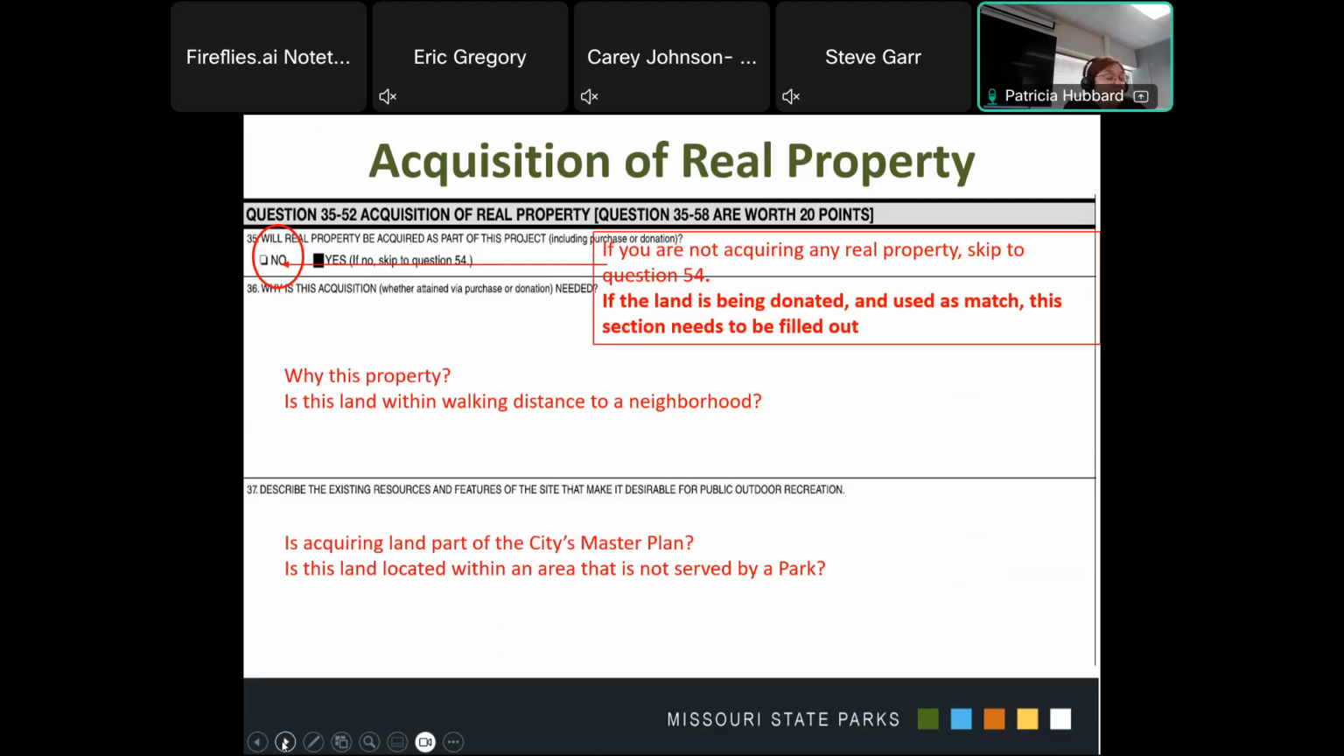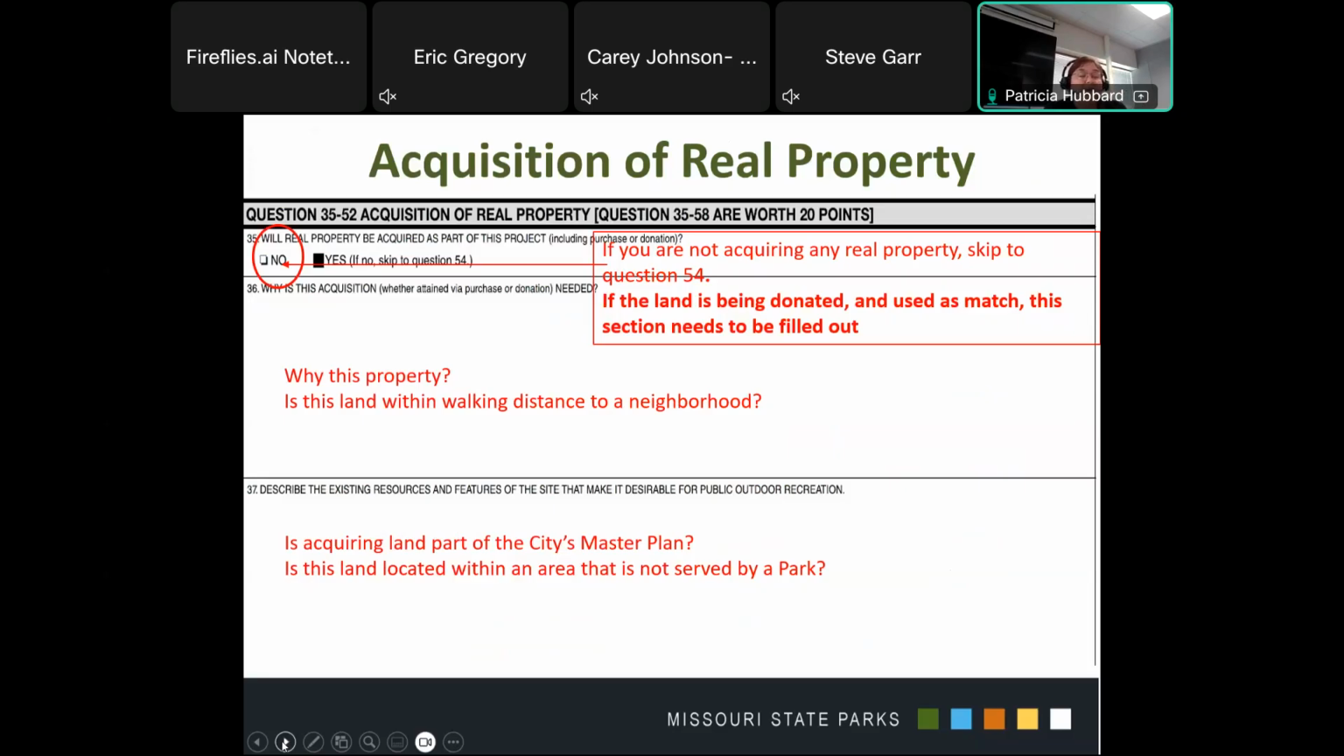If property is being acquired, whether by purchase, donation, or lease, this section must be completed. If you are not acquiring property as part of the project, you can complete question 35 and then skip this section. So question 36 asks, why is acquisition necessary? This is where you will explain the purpose for acquiring property as part of the project, such as creating a new park in the city or adding land to an existing park.